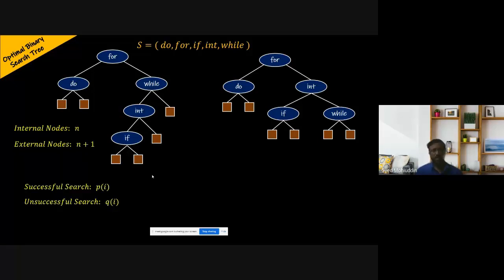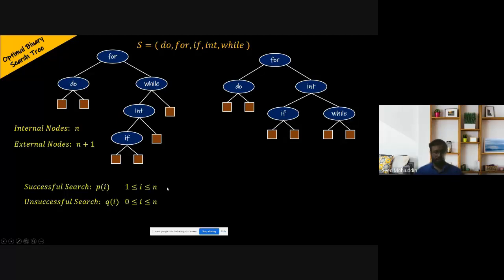Now Pi represents, i is the ith node. We number each node. So if there are n nodes, i will be from 1 to n for P, for successful search. Then what about unsuccessful search? Now remember, unsuccessful searches are always one more than successful searches. Why? Because unsuccessful searches end at external nodes, and external nodes are one more than the internal nodes. So the i value for unsuccessful search is always one more than the i value for P, for successful search.